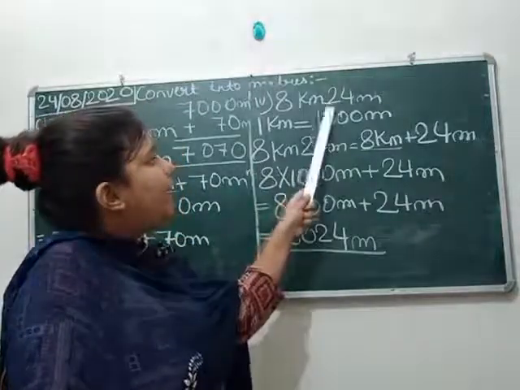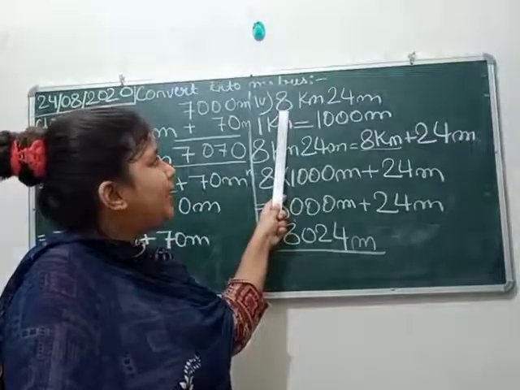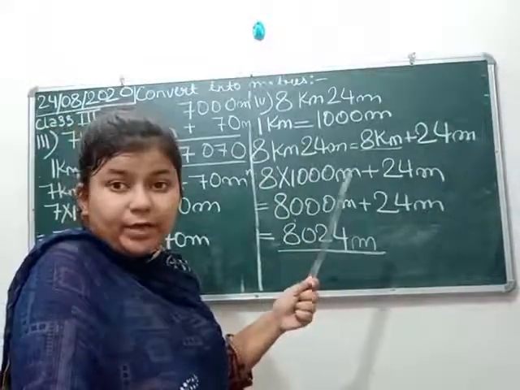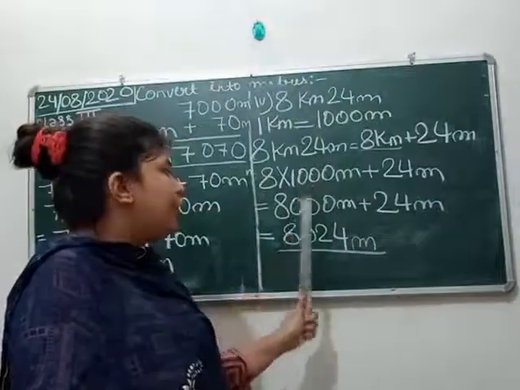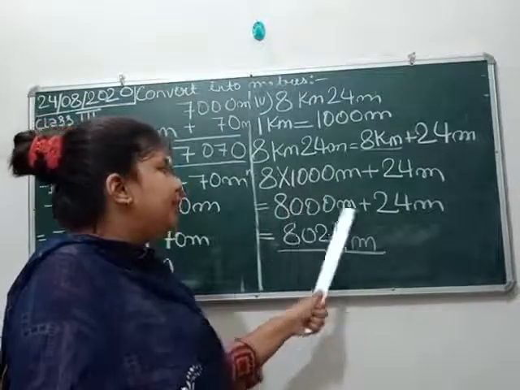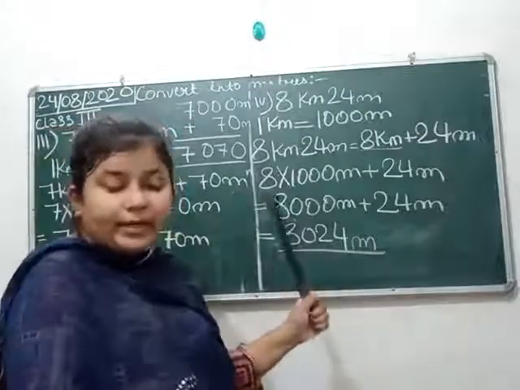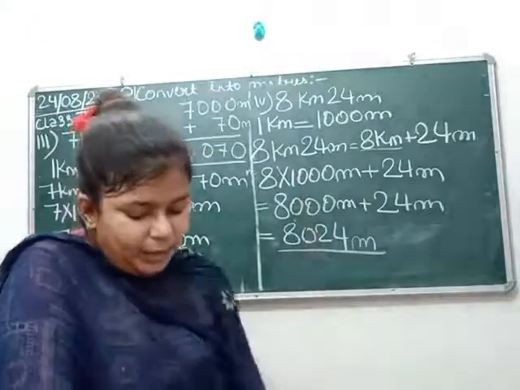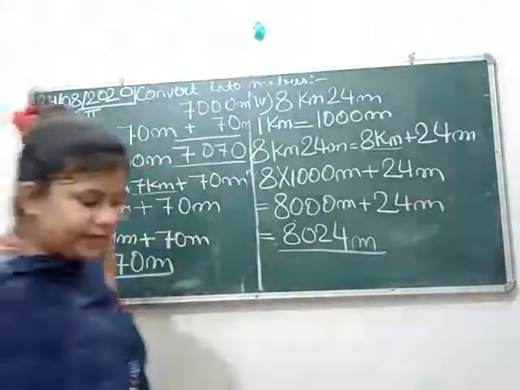Now here we are having 24 meters, so we have converted this 8 kilometer into meter. How have we converted? By multiplying 1000. So we have multiplied 1000 and we have got 8000 meter. Now 8000 meter plus 24 meter, together we have got 8024 meter. Okay. Now kids, enough of the explanation. Now let us move toward our exercise.